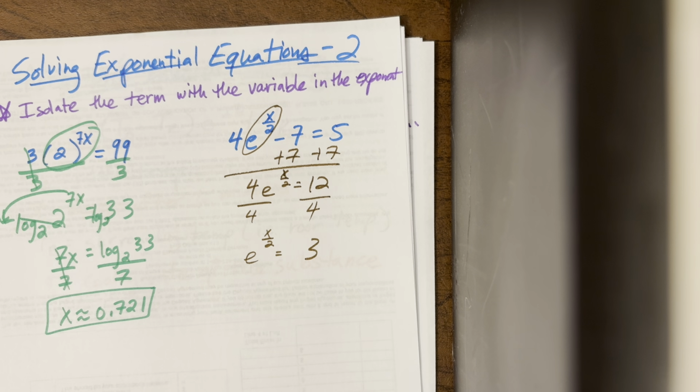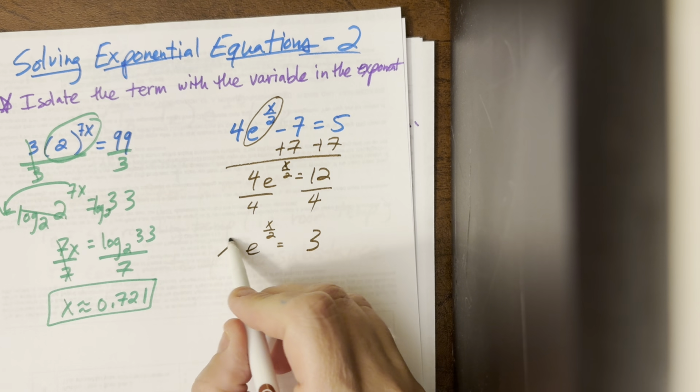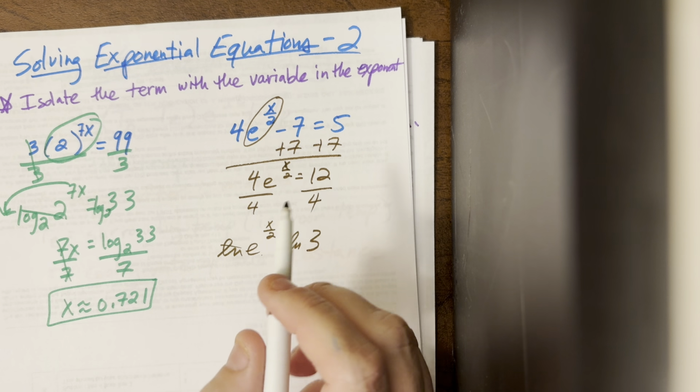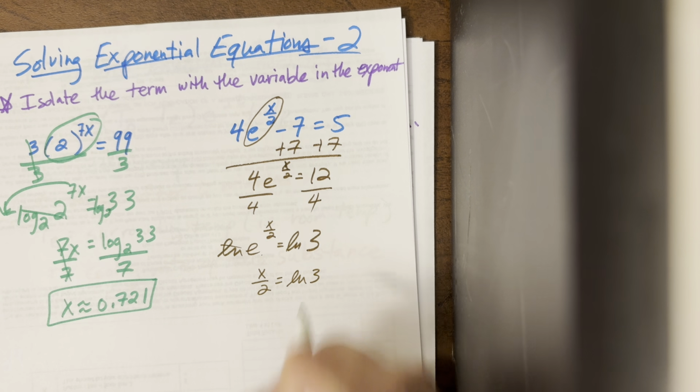Once you get to this point, you would do log base e on both sides, which is really the same thing as ln. Remember, that's going to cancel out. It's essentially 1. I'm left with x over 2 equals ln 3.